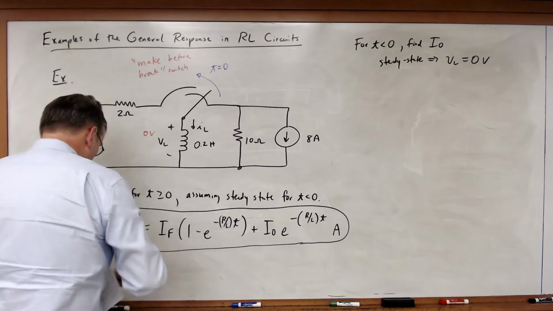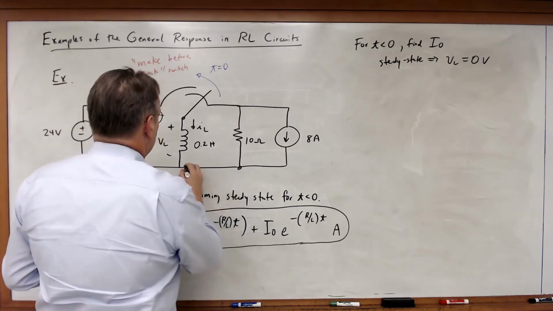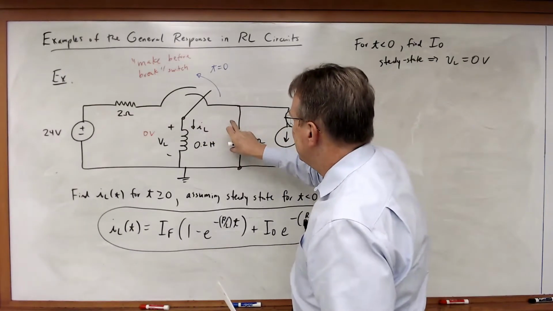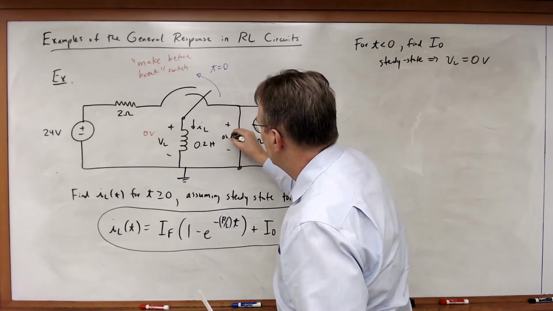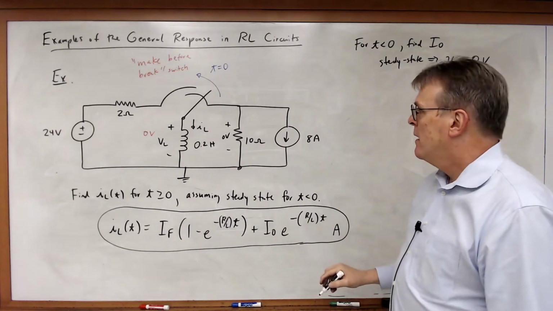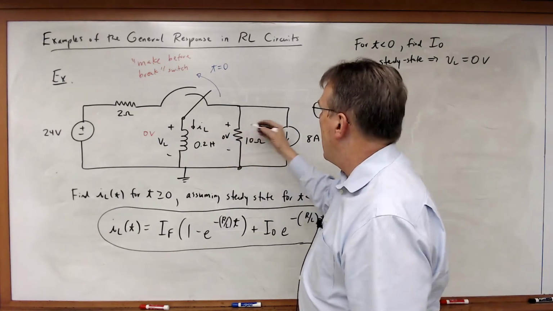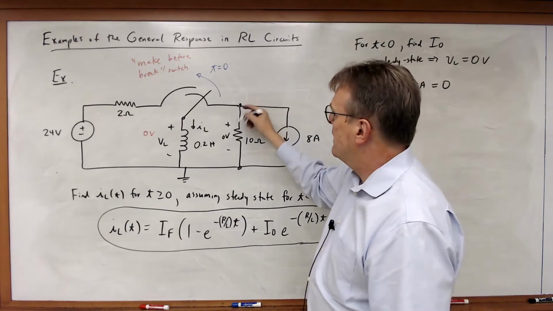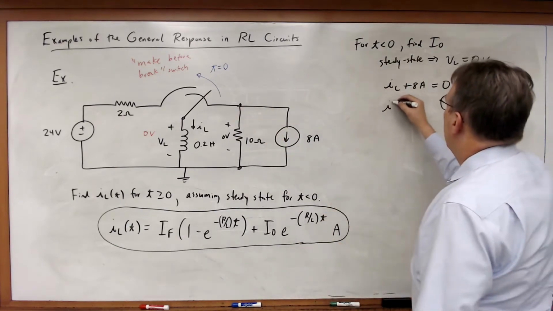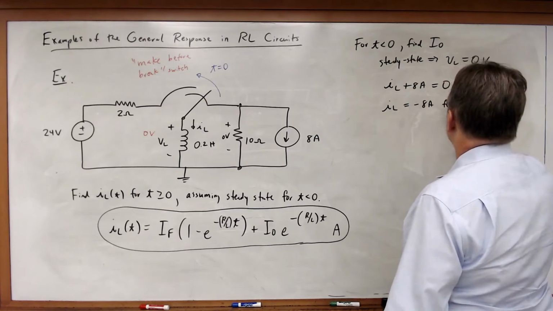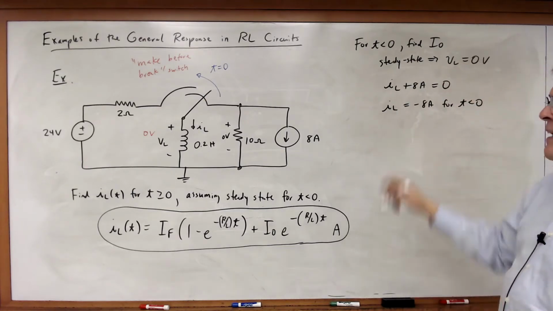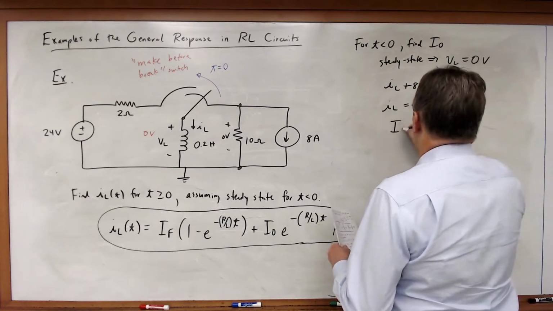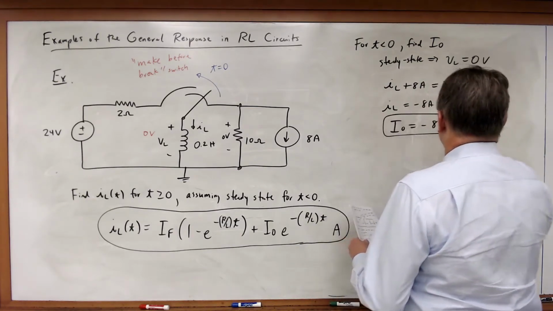And if I ground the bottom, what do we have here? In this case, I've got 0 volts. I've also got 0 volts across this resistor for t less than 0 because they're in parallel. And therefore, by KCL, iL plus 8 amps must be equal to 0 at this top node. And therefore, iL is equal to minus 8 amps for t less than 0. So the initial condition at time t equals 0 will be minus 8 amps. So that's our initial condition.